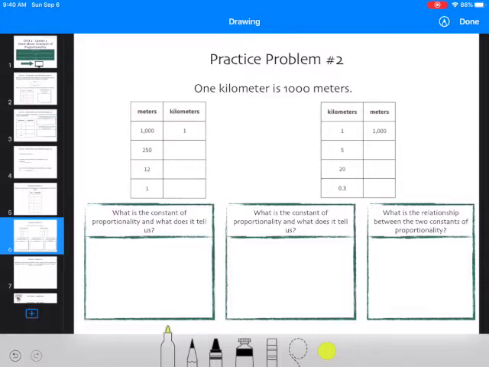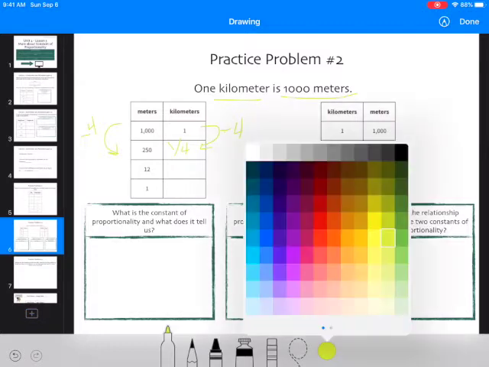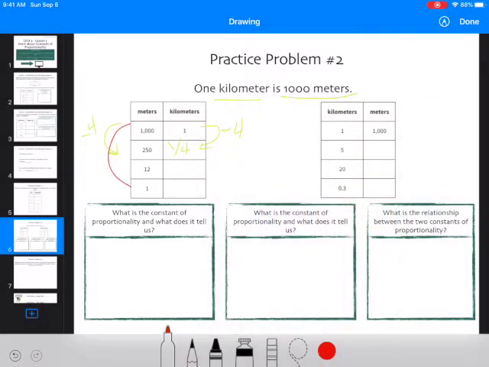Practice problem 2. 1 kilometer is 1,000 meters. So if I have 1,000 kilometers equals 1 meter, I want to figure out how I get from 1,000 to 250. Well, I'm dividing by 4, so that would be 1/4. Then to figure out how to get to 12, I'm not really sure how I'm going to do that, so I'm going to go for 1. So I'll divide this side by 1,000. And I get point.